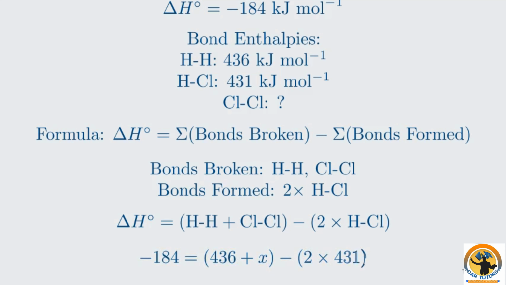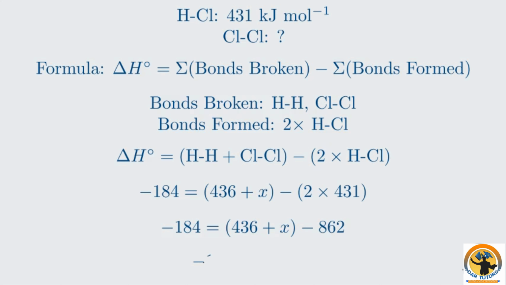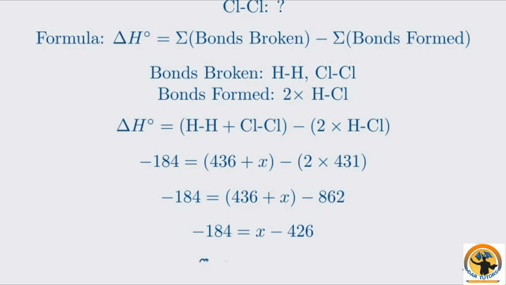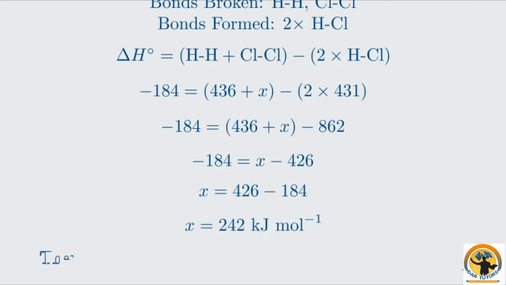Let's call the Cl-Cl bond enthalpy X. This gives us a simple algebraic equation. Simplifying the right side, we get 436 minus 862, which is negative 426. So negative 184 equals X minus 426. To solve for X, the Cl-Cl bond enthalpy, we add 426 to both sides. The result is positive 242. This calculation allows us to determine an unknown bond strength from reaction data.